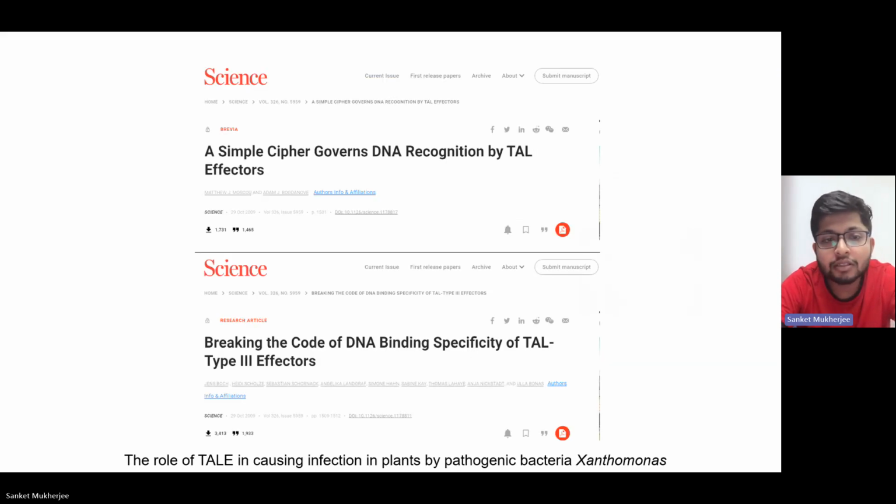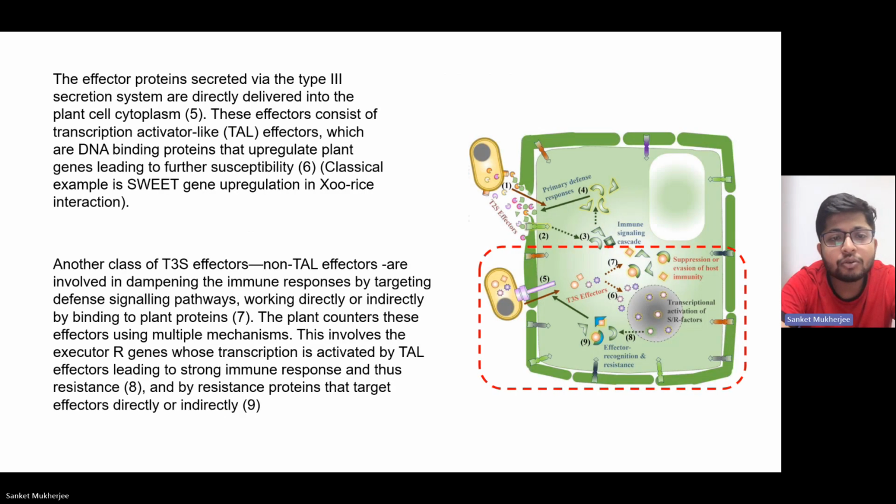It was first discovered in two groups. One was Matthew J. Moscou and Adam J. Bogdanove, and then Boch and group. They discovered the role of TAL in causing infection in plants by a pathogenic bacteria called Xanthomonas. We'll talk about it.